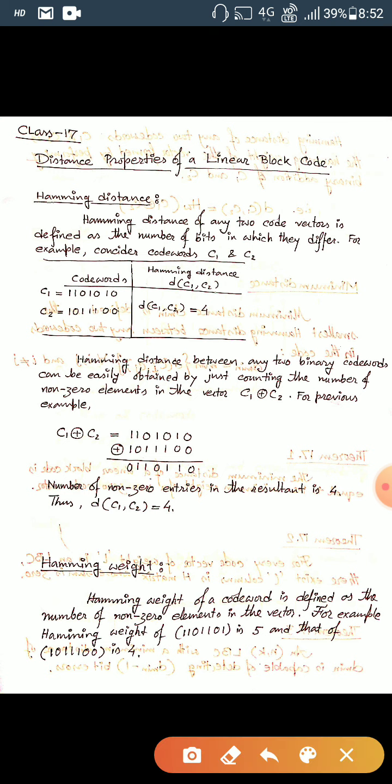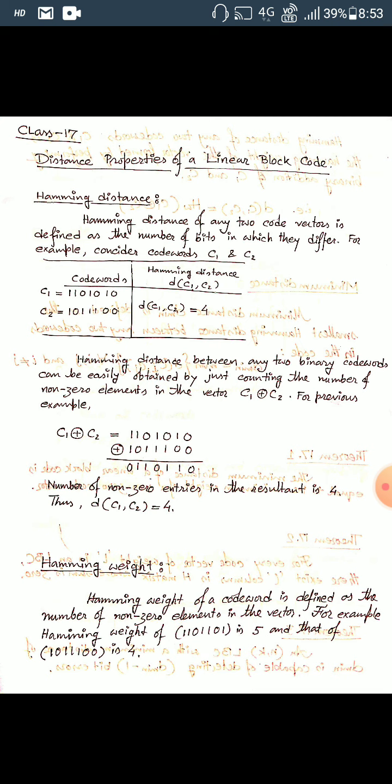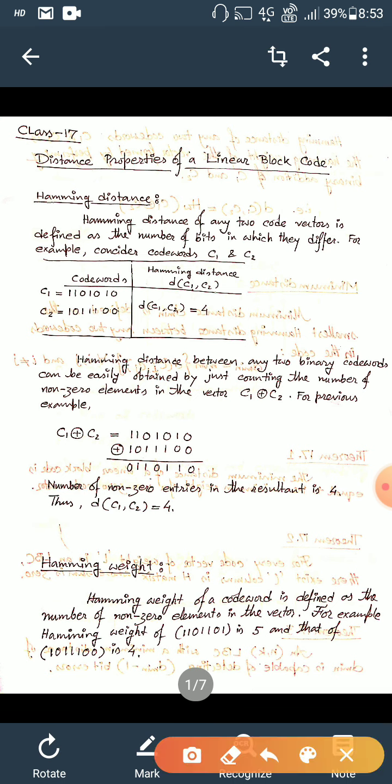Now the Hamming weight of a code word is defined as the number of non-zero elements in a vector. That means you have to count how many 1s are there. For example, the Hamming weight for 11110: how many 1s are there in this code? You just count the 1s, and the total is 5, and for this reason 5 is the Hamming weight for this particular code.